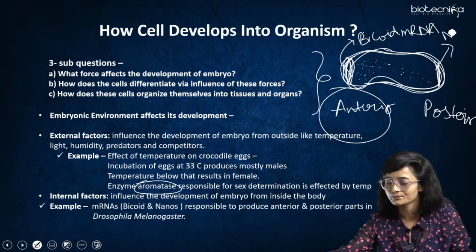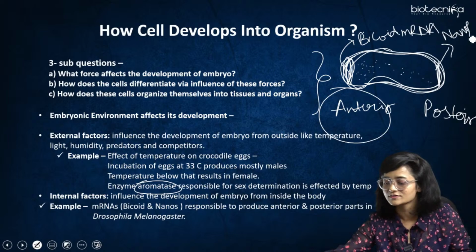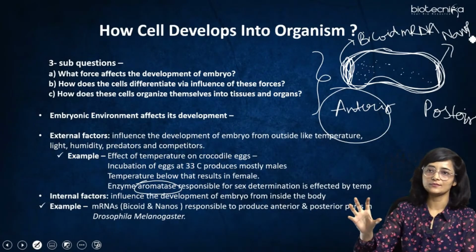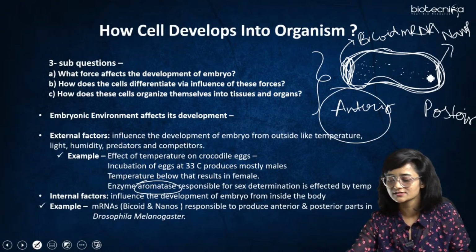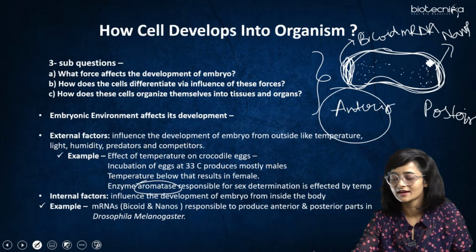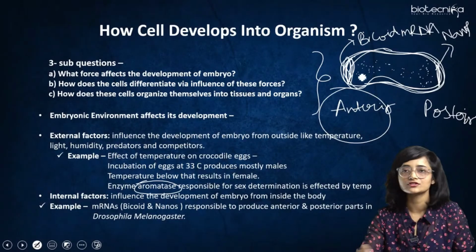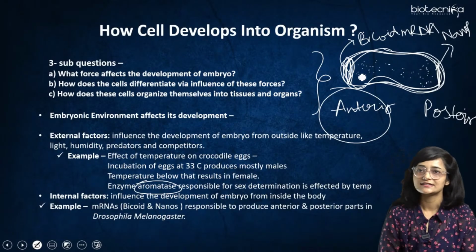And the nanos mRNA is present in the posterior part, and it produces the protein. Its concentration gradient is such that it is present in high concentration in the posterior part, and as it travels towards the anterior part, its concentration decreases.